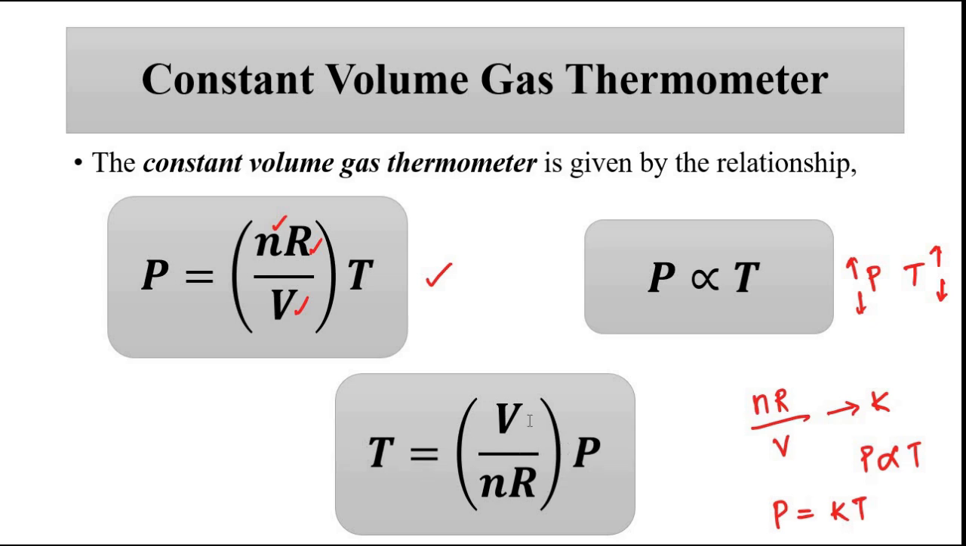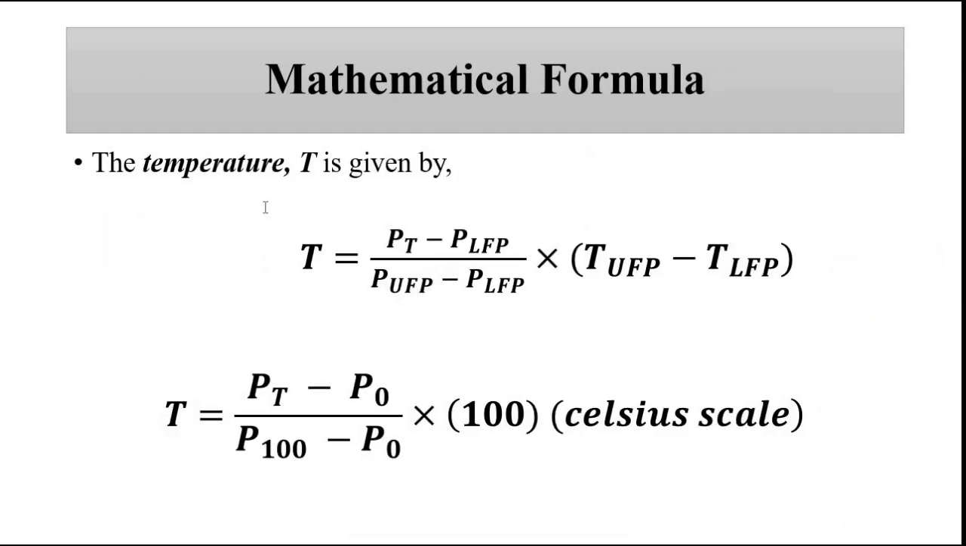Or we can also write it as P is equal to nR by V into T. This relationship. So the pressure reading is directly related to the temperature. So the basic mathematical formula which is used to pinpoint the specific temperature reading is something like this.